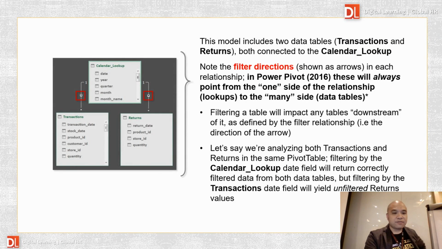And here, another very important thing I need to mention is about the filter direction. Here is the arrow sign. That means all the information is retrieved from the calendar lookup table to retrieve the information from the return table. And for this one, the direction points from the calendar lookup table to the transaction table. So we use the key from the calendar lookup table to retrieve it. This is the direction of the retrieving operation.